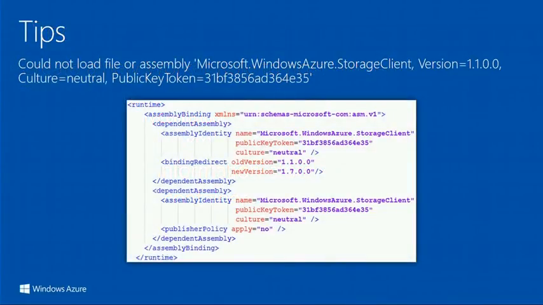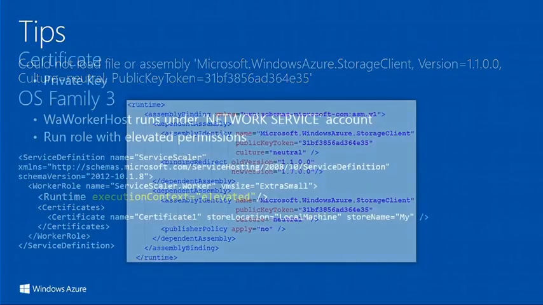Some things you might run into, a couple of hiccups I've noticed with working with Wasabi. It is an older library. It was built against an older version of the Windows Azure Storage Client library, so you'll get an error that says it couldn't find that assembly. If you're using a newer SDK, you want to do a binding redirect to make it use the 1.7 version of the storage client library.